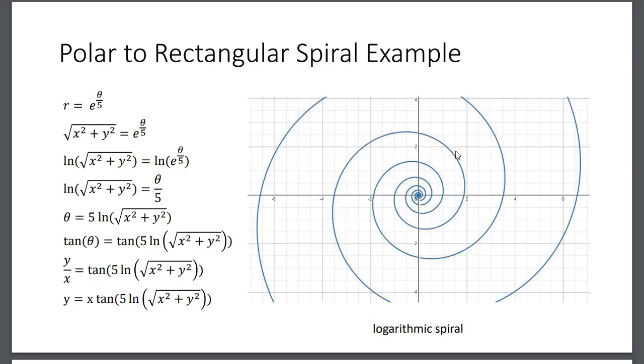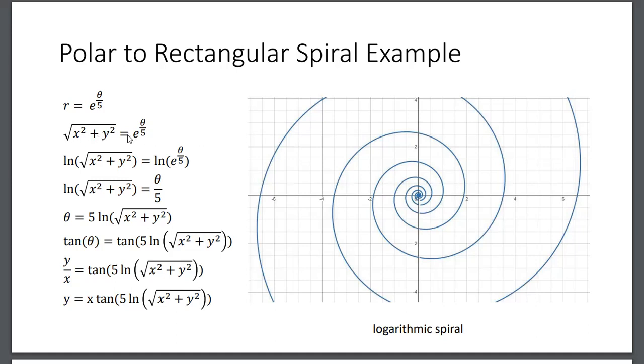Let's take an example of polar to rectangular spiral example. We saw the polar equation r equals e to the theta over 5. Let's convert this to an equivalent equation in the rectangular coordinate system, replacing r by the square root of x squared plus y squared, because remember r squared is x squared plus y squared, and we get this.